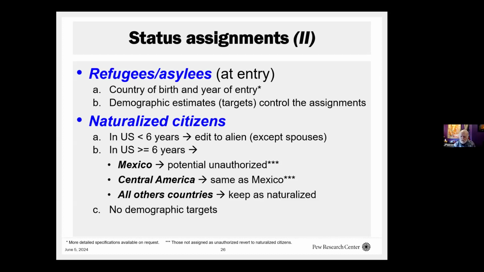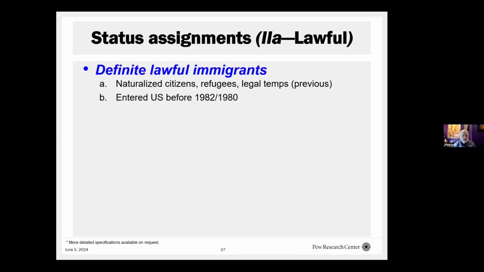Based on some other research, we found that the reporting is really quite accurate for countries other than Mexico and Central America. So those people we accept as definitely legal. If people are from Mexico and Central America, we put the final decision on hold, and we may make them naturalized citizens later, but we may also make them unauthorized immigrants. So our definitely legal group includes all these people who entered before 82.